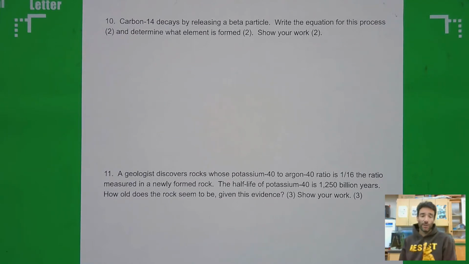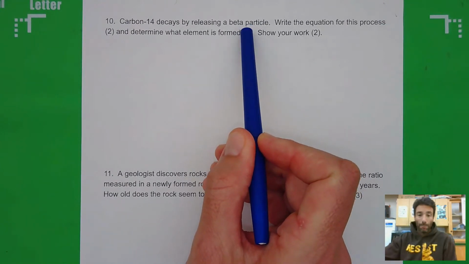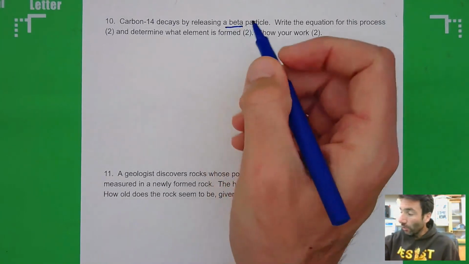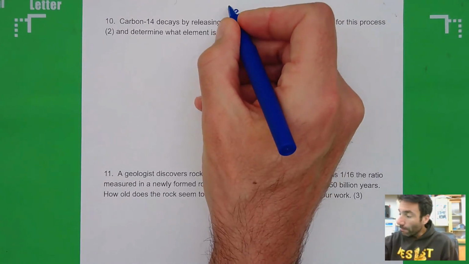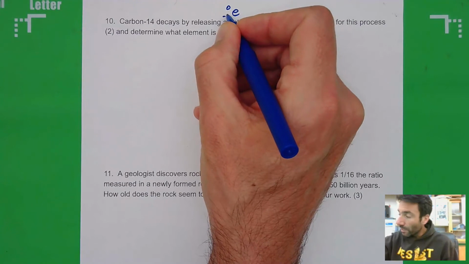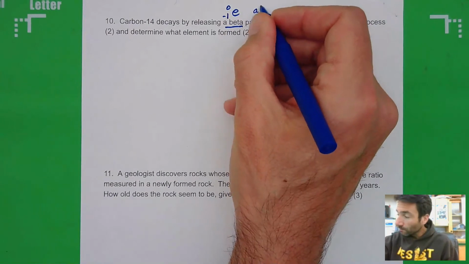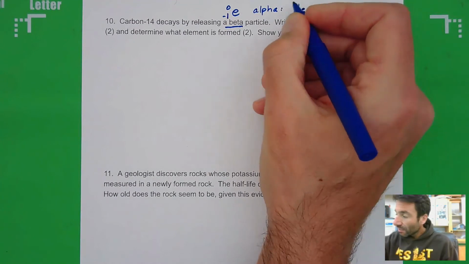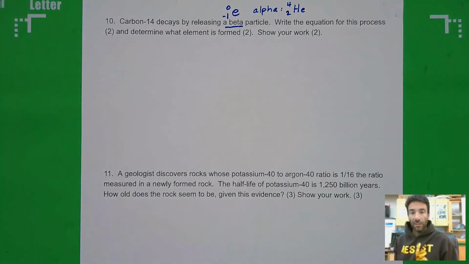The first thing I need to do is identify what kind of radioactive decay I am dealing with. It says right here that it is releasing a beta particle. So that is really important for us. When it says beta particle, then I know that the particle being emitted is an electron with mass 0, charge -1. If that said an alpha particle, then I would know that I was dealing with a helium with mass 4 and atomic number 2.